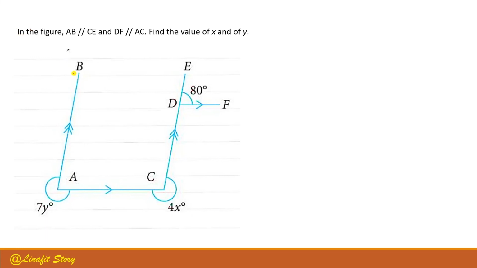In the figure, AD is parallel to CE and DF is parallel to AC. Find the value of x and of y. So remember, the sum of angles on a straight line is equal to 180 degrees. And then, Z shapes are equal. So over here, this is 80 degrees. So this side is 180 minus 80, which is 100 degrees. And then here is the Z shape. Z shapes are equal. So C is equal to 100 degrees.